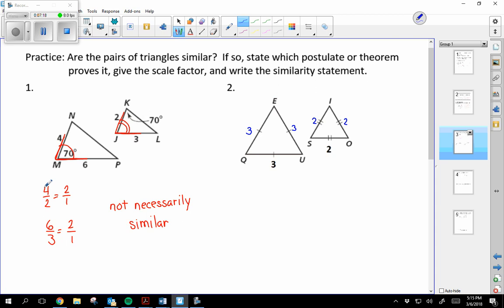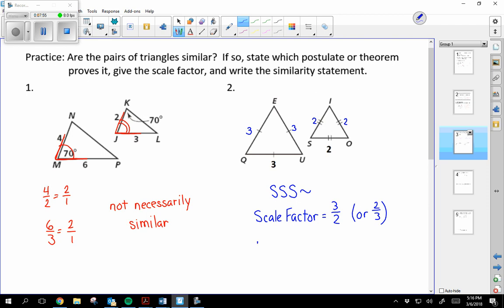If I compare, let's say, EQ to IS, that's a ratio of 3 to 2. QU to SO, 3 to 2. EU to IO, 3 to 2. So we definitely have similar triangles by side-side-side similarity, which means that I'm going to need my scale factor. And it doesn't specify in the directions which order to write your scale factor. So that means we will accept either 3 to 2 or 2 to 3.